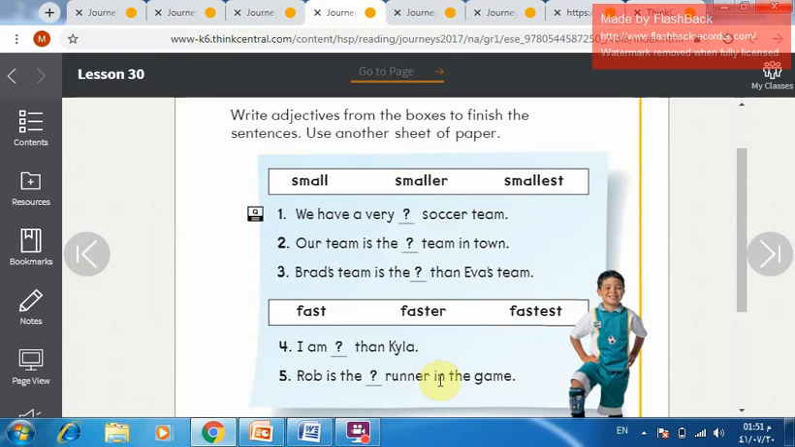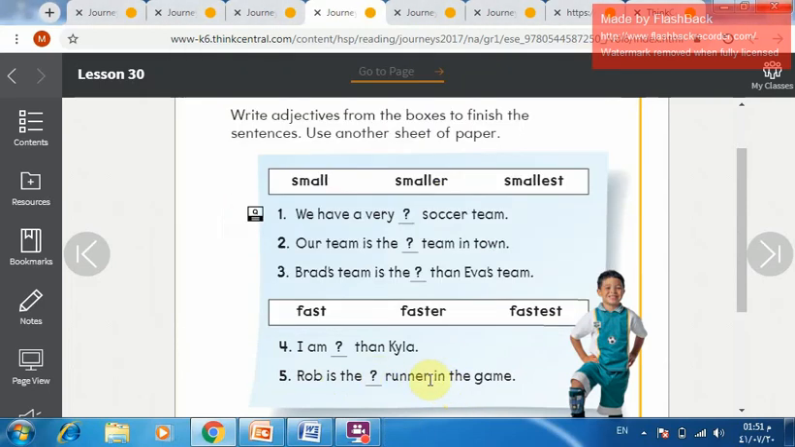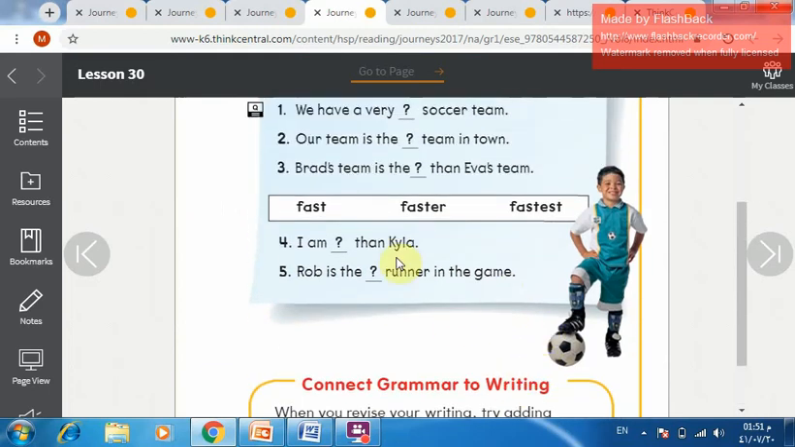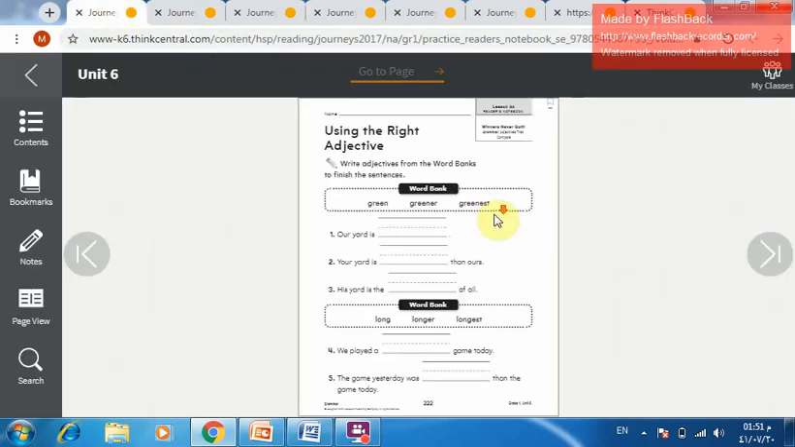Because there are many runners in the game, I'm comparing Rob with the rest of the runners in the game. So Rob is the fastest. I'm comparing 3 or more. Choose the one with EST with 3 letters. Now, that was page 187 in the SB. Now we're going to move to the RN, Reader's Notebook, page 222.